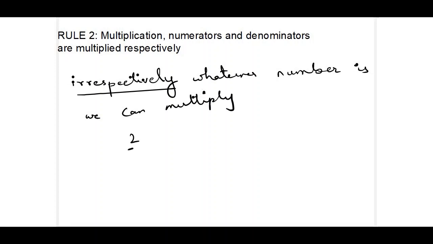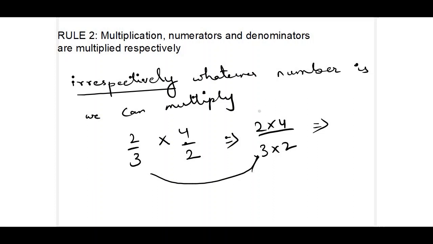Example, 2 by 3 into 4 by 2. You can multiply as it is, 2 into 4 by 3 into 2. Here we did multiplication, and we are also doing simplification. So 2 1s are 2, 2 1s are 2, cancel. Answer is 4 by 3. If you don't want to cancel it, you can skip that. Then you will get 4 2s are 8 by 3 2s are 6. Again you need to cancel it and you will get the same answer.